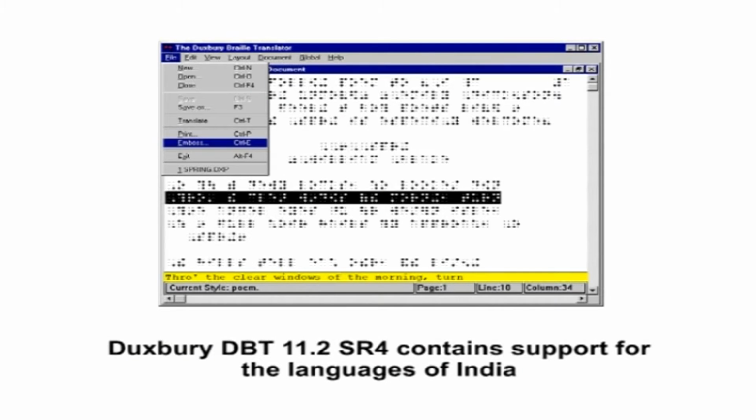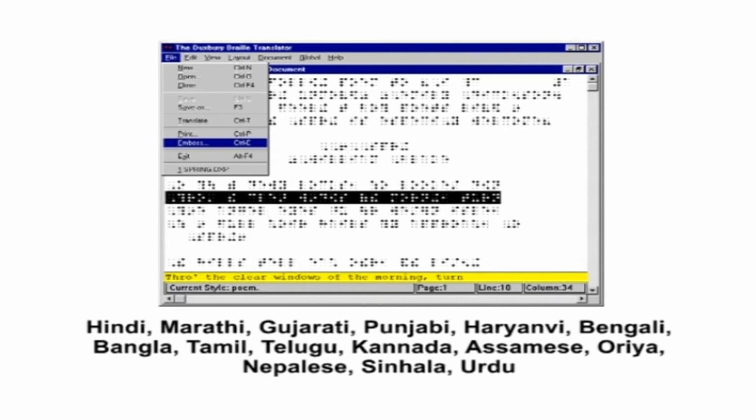Duxbury DBT 11.2 SR4 contains support for the languages of India, and includes all major languages, including Indian languages such as Hindi, Marathi, Gujarati, Punjabi, Haryanvi, Bengali, Bangla, Tamil, Telugu, Kannada, Assamese, Oriya, Nepali, Sinhala, Urdu.